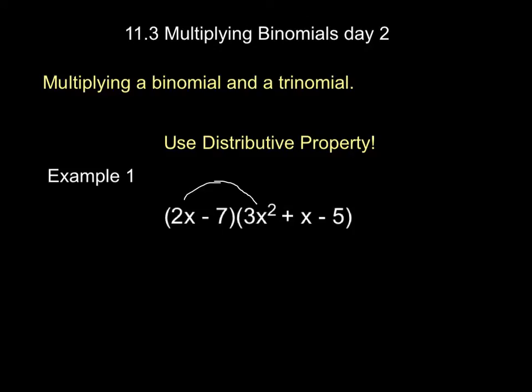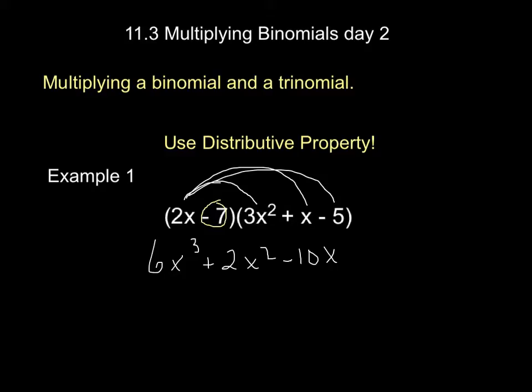That gives me 6x cubed. Then I've got 2x times x, which is a plus 2x squared. And 2x times negative 5 is negative 10x. And then we go and we multiply the negative 7 by all three terms as well. So negative 7 times 3x squared is negative 21x squared. Negative 7 times x is minus 7x. And negative 7 times negative 5 is a plus 35.